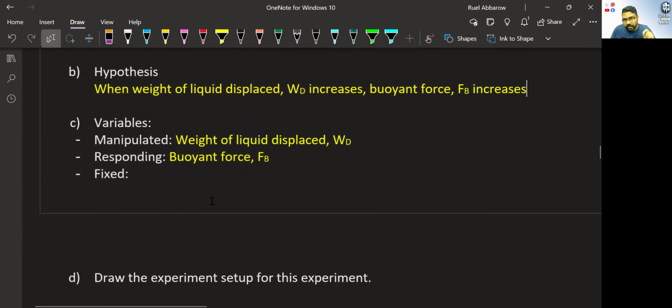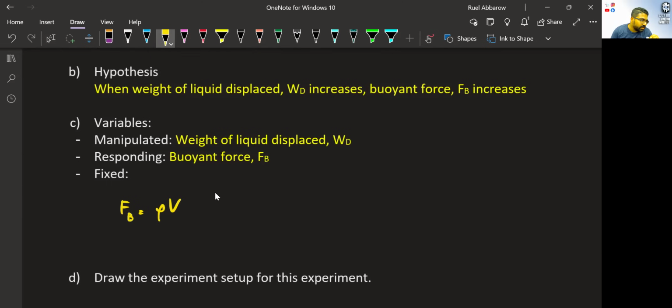So when you are choosing the fixed variable, if there is a formula, we always refer to the formula to look for the confounding factors, the other factors that can affect the outcome. So if we look at the formula for buoyant force is rho Vg, right? Rho Vg. Okay. So what can affect the buoyant force?